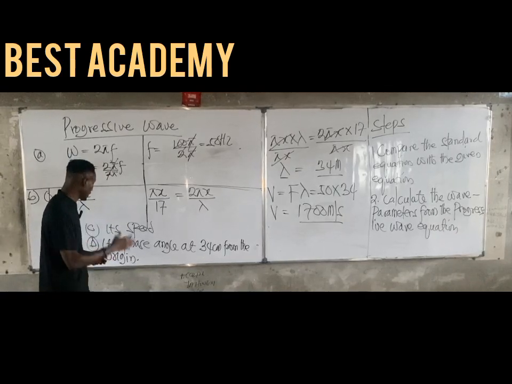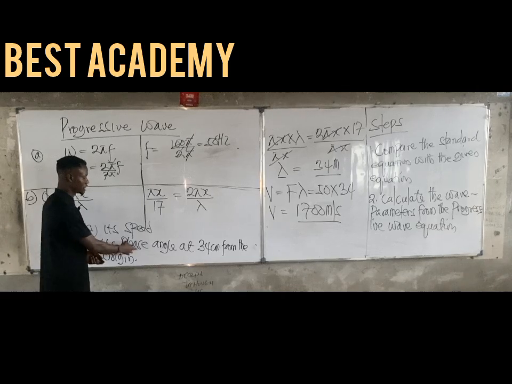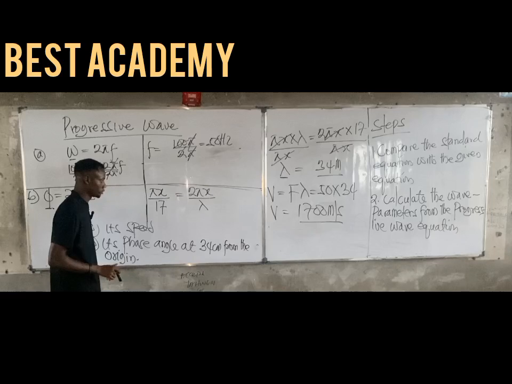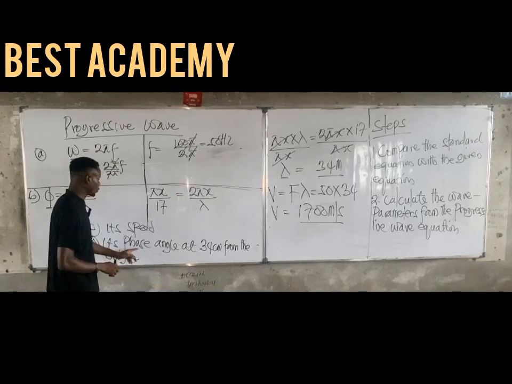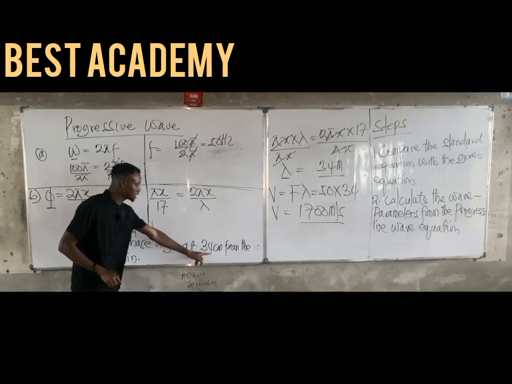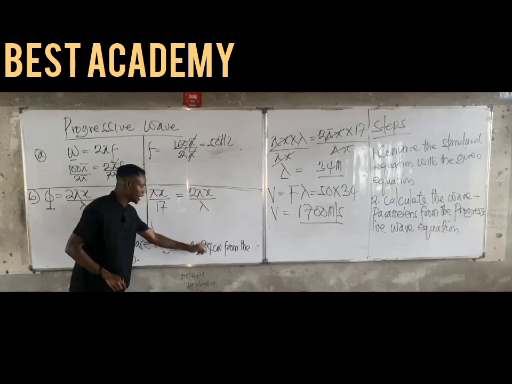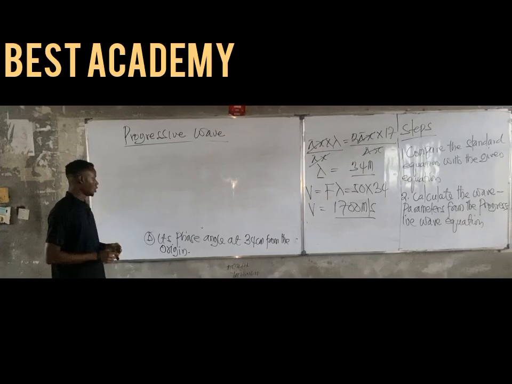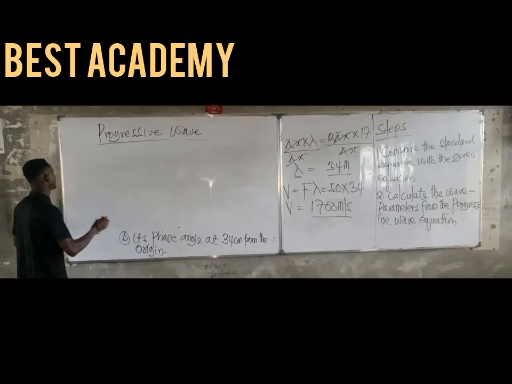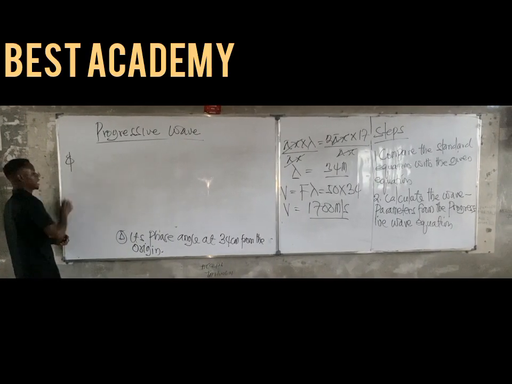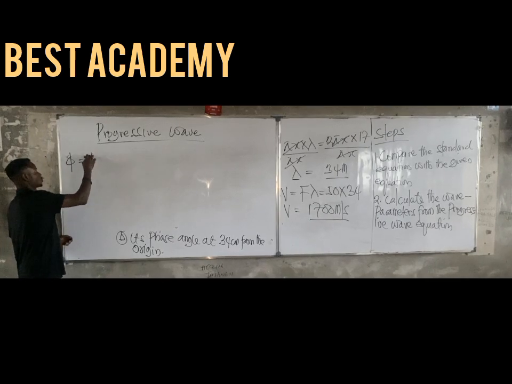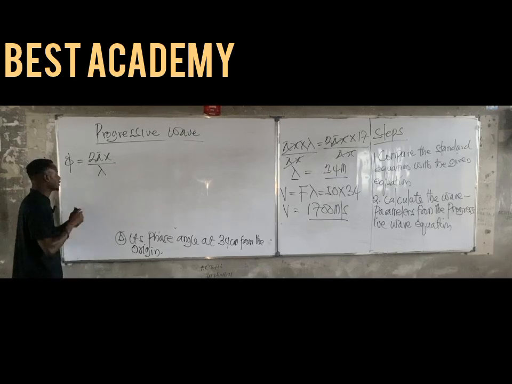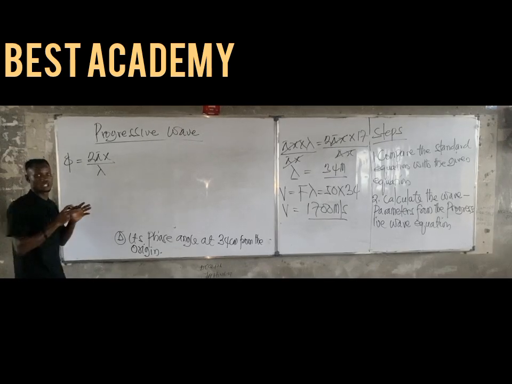Please take note. But let's try to solve this. They say its phase angle at 34 cm from the origin. So that means we are asked to find the phase angle when the distance is given to us as 34 cm. So let's solve this, please. Okay, from the formula here, we say that phase angle is 2 pi x over lambda.